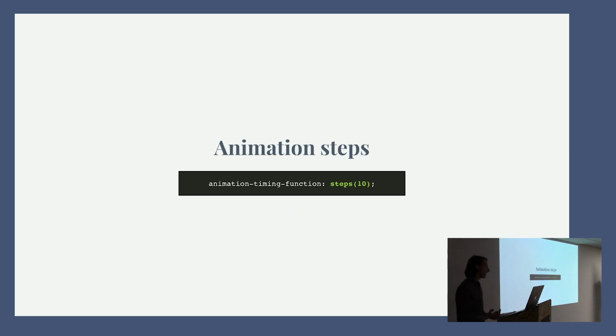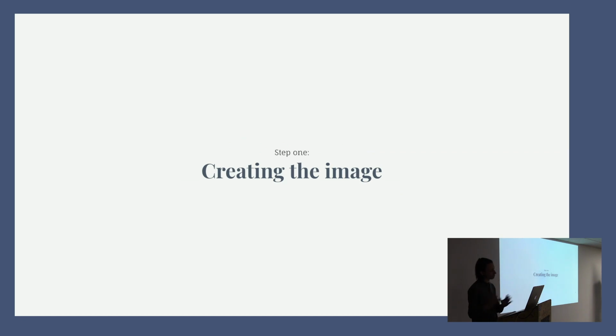So the key here is the animation timing function again. Like we said before, we had cubic Bezier as a programmable function. We've also got this function called steps, which allows us to tell it how many times to step through the animation. Instead of being fluid, it will do it in steps. So you're just telling it how many. But we'll come back to that in a moment.